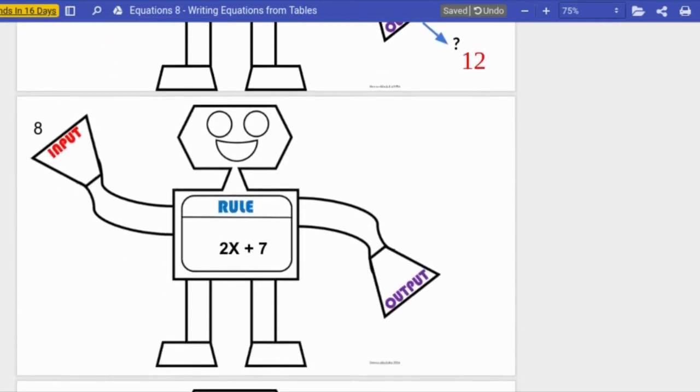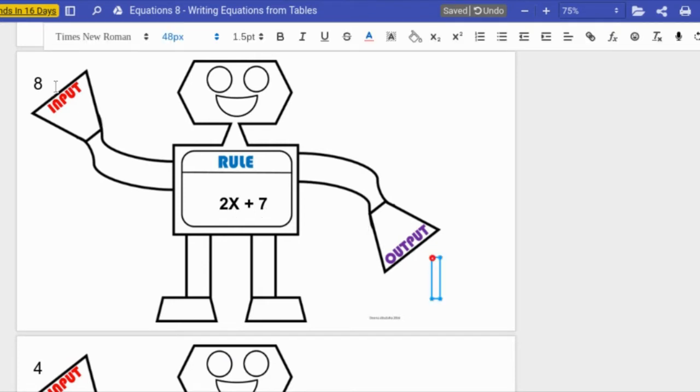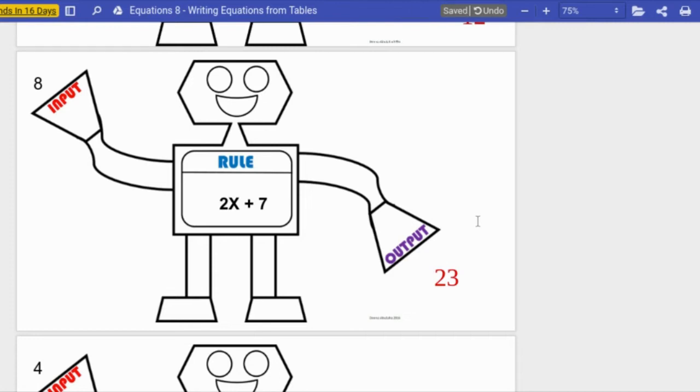Let's try another one. If my input is 8, that is my X, and this is what I do to it. I take X and I times it by 2 and then add 7. What would my output be? So if I put 8 in, 2 times 8 is 16, and 16 plus 7 is 23. My Y would be 23.